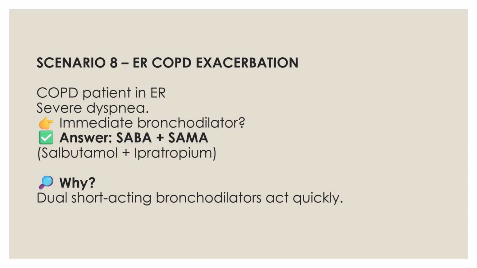Scenario 8, ER COPD exacerbation. Emergency room COPD exacerbation. COPD patient is in the ER, severe dyspnea, immediate bronchodilator. We have to give an immediate bronchodilator. So SABA plus SAMA. SABA is salbutamol and SAMA is ipratropium. Okay, these two combinations we are going to give. Short-acting muscarinic antagonist ipratropium and short-acting beta-2 agonist salbutamol. Why are we giving this combination together when the patient has COPD? Because dual short-acting bronchodilators act quickly.